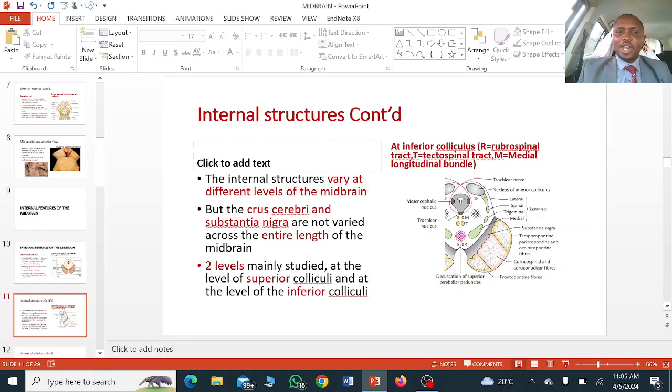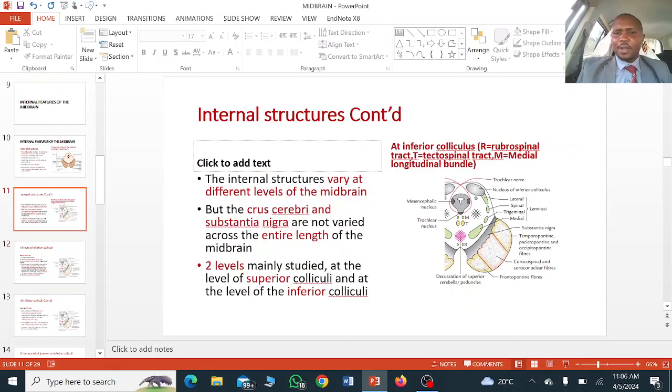We will now look at the structures on the inside part of the midbrain, and we note that they vary at different levels of the midbrain. They vary at the level of the superior colliculi and at the level of the inferior colliculus. But the crus cerebri and the substantia nigra do not vary across the entire length of the midbrain.